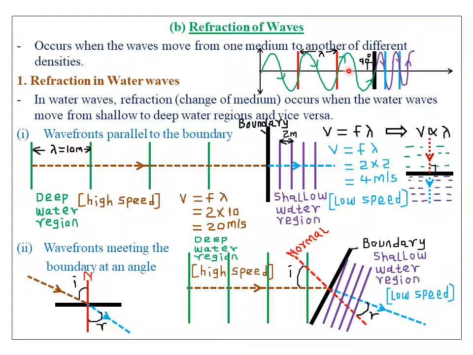So whenever we talk of wavefronts being parallel to the boundary, we simply mean that the direction of wave travel is perpendicular to the boundary. Or if the wavefronts are parallel to the boundary, it simply means the direction of wave motion is perpendicular to the boundary. Therefore, we are saying that for water waves, the change of medium will involve moving from deep to shallow region or from shallow to deep region.